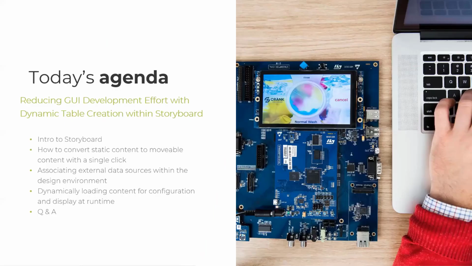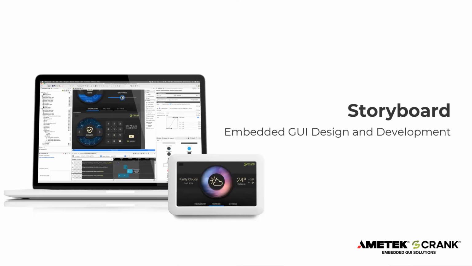Today I'm going to jump in, give you a brief overview on Storyboard, and then we're going to jump into how to leverage the new dynamic table and list creation within Storyboard by covering how to convert static content into movable content, as well as how to dynamically load content for configuration display at runtime, as well as linking tables and lists to external data sources to create more dynamic tables. And then at the end, we'll answer any questions that you have. So let's jump into it.